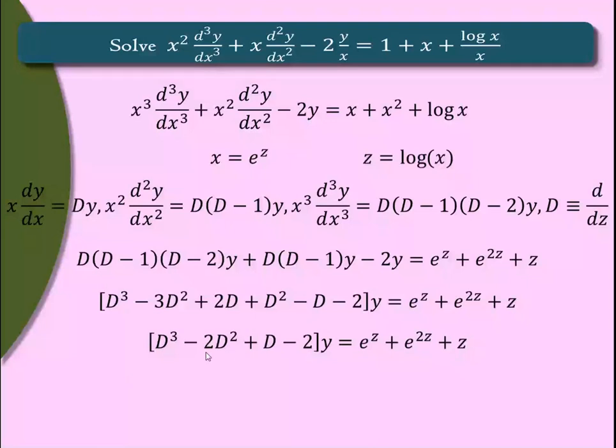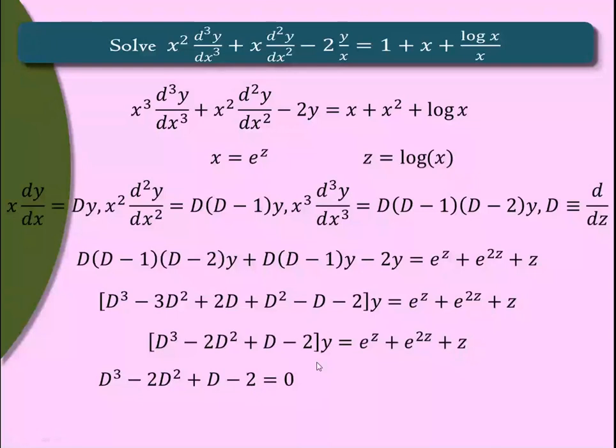For yc, take auxiliary equation, equate it to 0. Take all terms to one side, equal to 0. This is the auxiliary equation. Now find roots of this equation. You can use a calculator or directly by simplification also you can get the roots. How to simplify? Take D square common from first two terms. So it becomes D square into D minus 2. And from third and fourth term, taking 1 common. Okay, so D square into D minus 2 plus 1 into D minus 2.